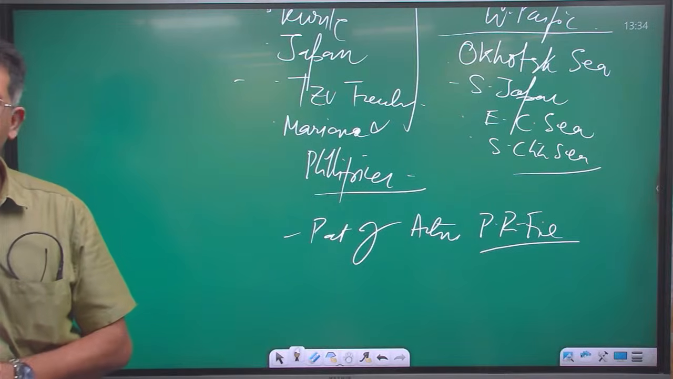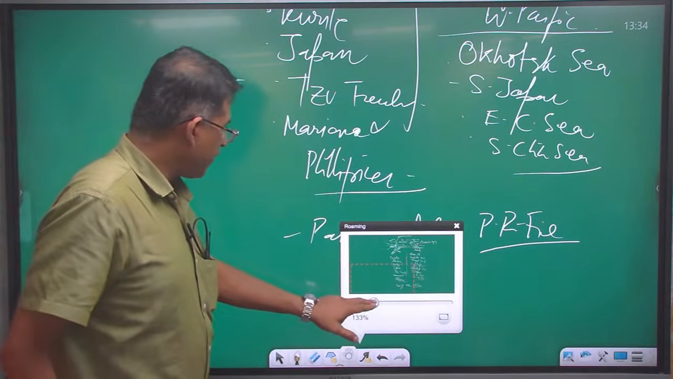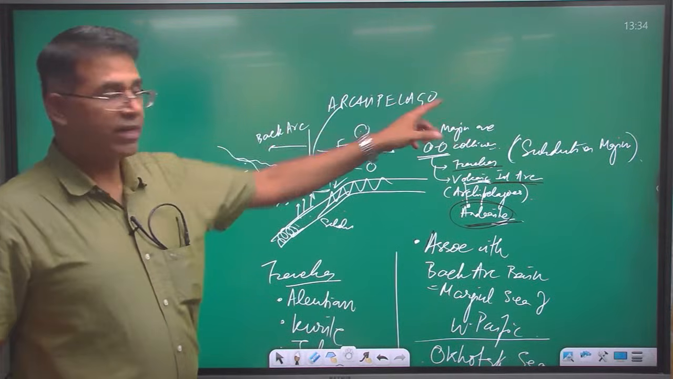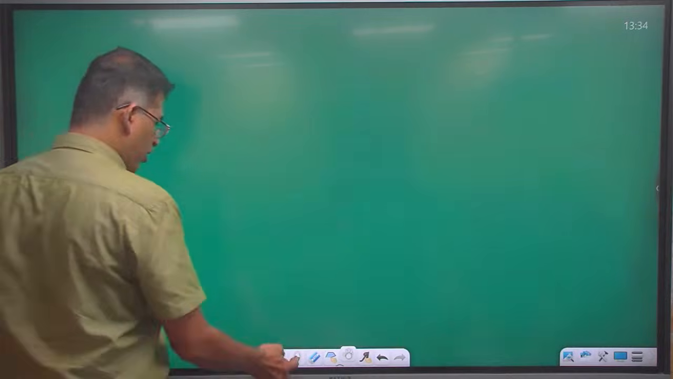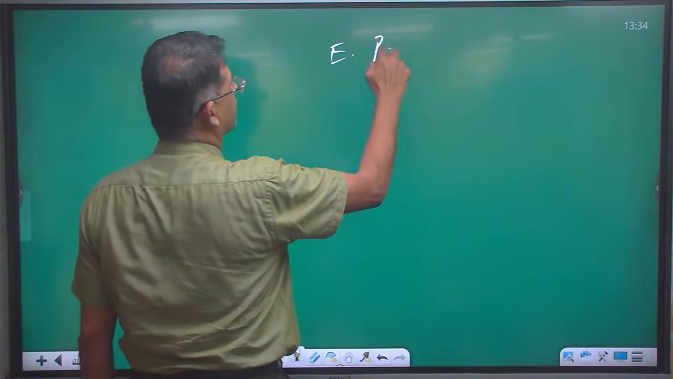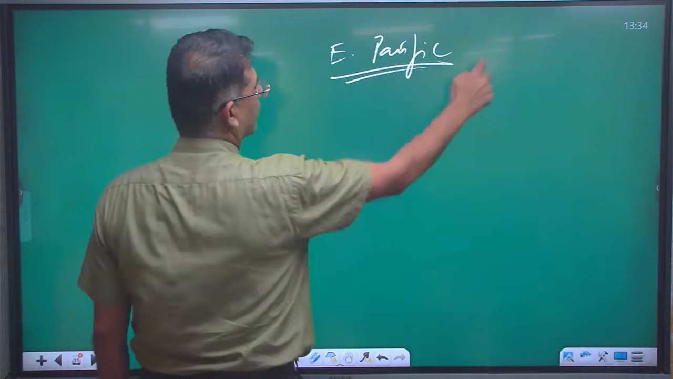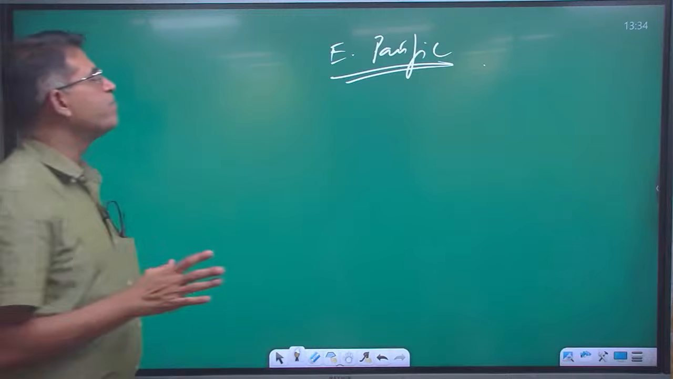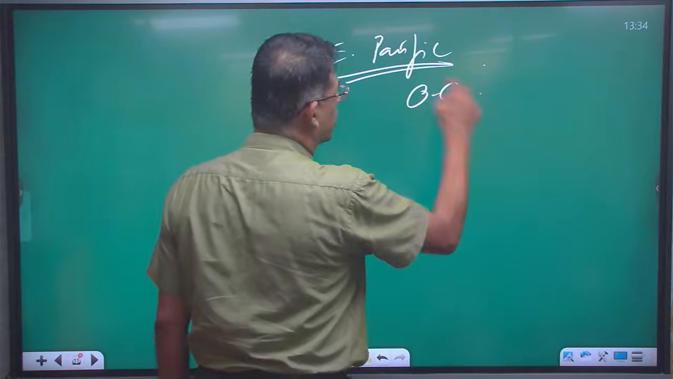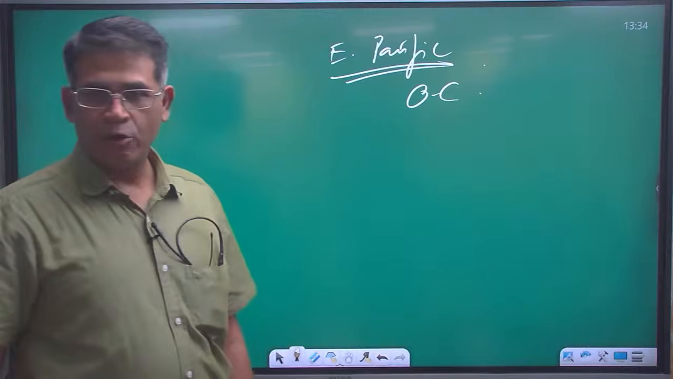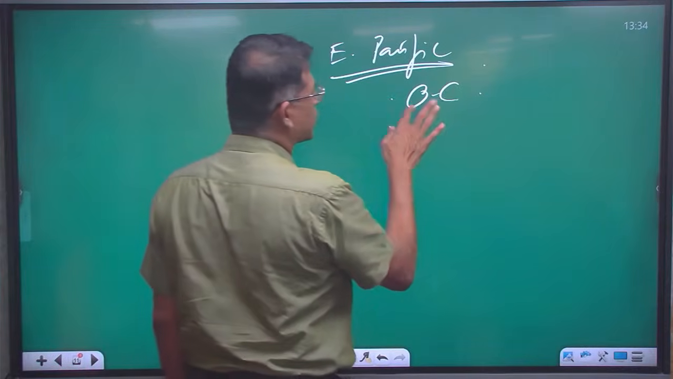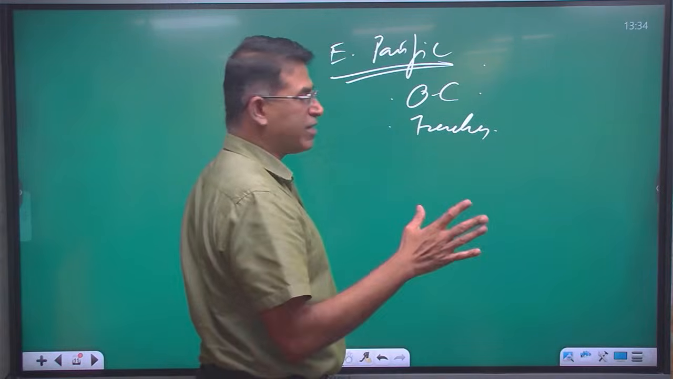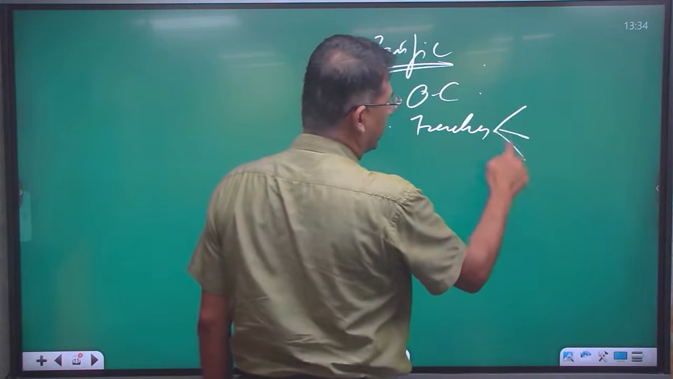All done? So I have discussed the features of the north and the western margins. Now we discuss the features of the eastern Pacific. West Pacific is done, now East Pacific. In the East Pacific, these are the OC collision margins. So this will have trenches again. Any subduction will have a trench. And I told you the names of the trenches.